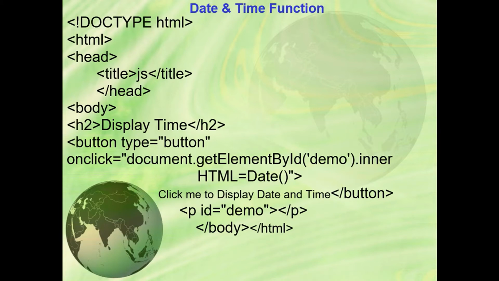JavaScript is a behavior of website. Create animations, change images on click, or on click to view and see date and time function. Using what function? Using date function. This function is date.